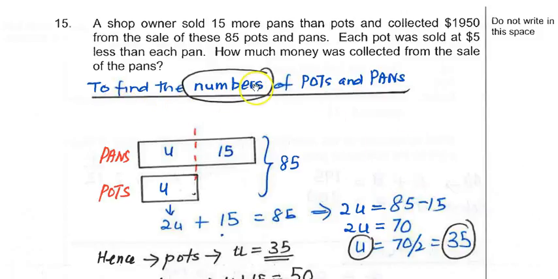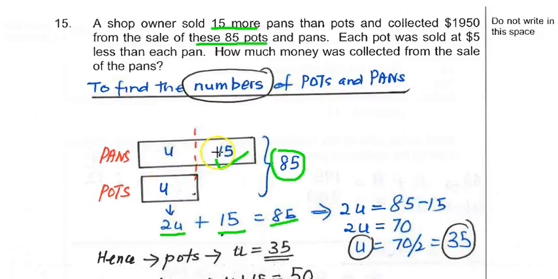Now to find the numbers of pots or pans first, they only give you the difference, 15 more. Can you see the difference? Pans has 15 more than pots. 2 U's over here, but the total of pots and pans is 85. So 85 is here, which is this 15 and 2U. Now 2U you put over here, 15 you put over here.